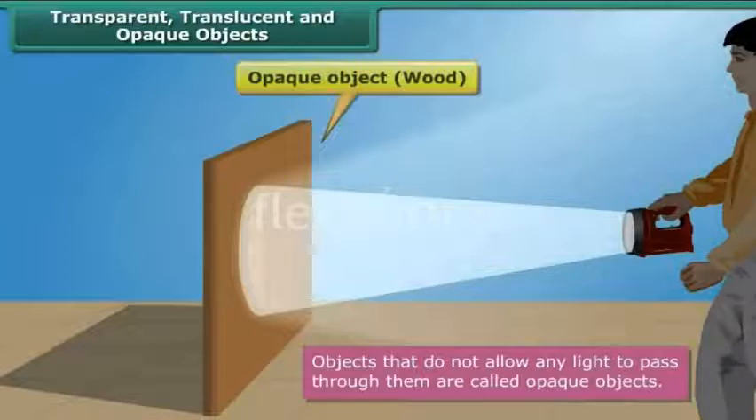The objects through which light cannot pass are called opaque objects. Examples of opaque objects are brick, wood, cardboard. We cannot see through opaque objects. Opaque objects form shadows when light falls on them.